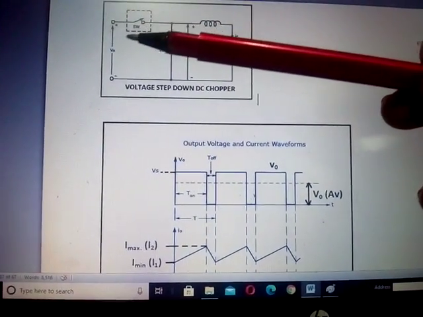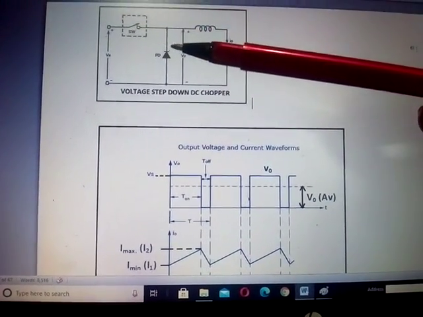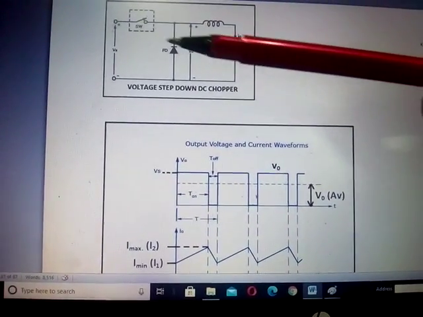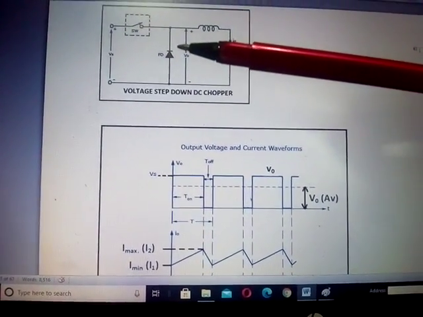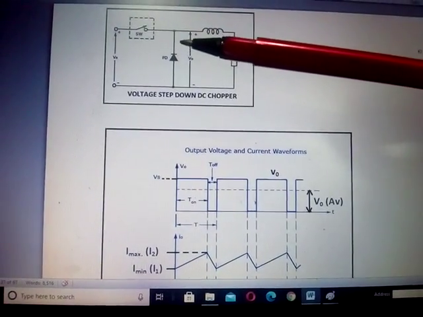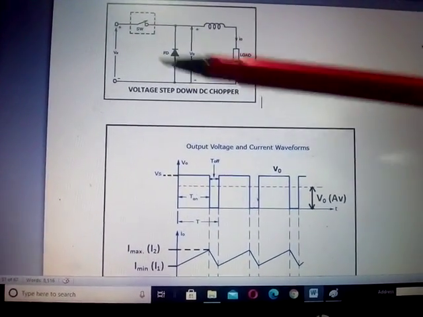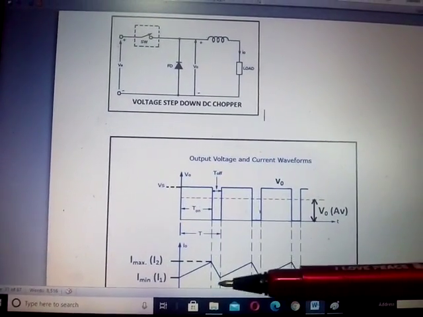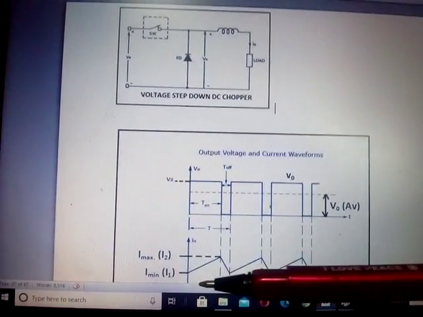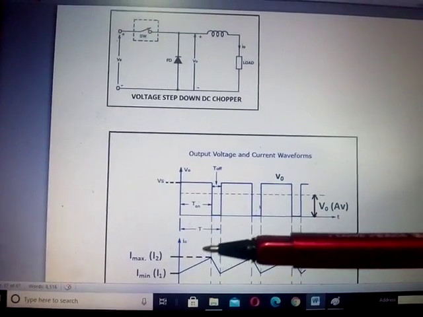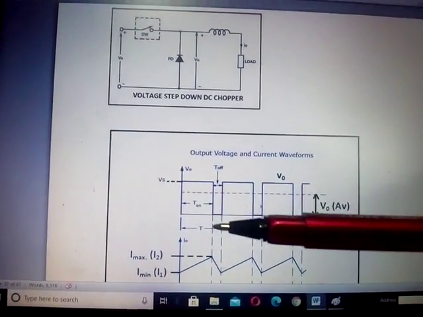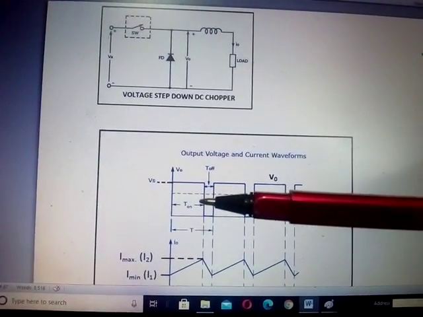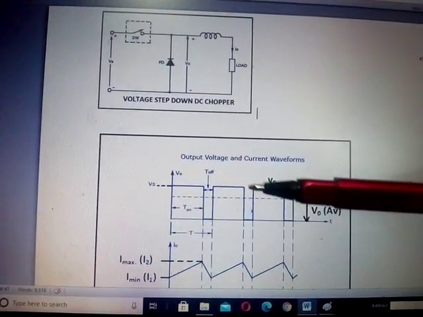When the switch is on, positive will come here, so diode will become off and output voltage will be equal to input voltage. When the switch is off, if there is inductance, you will get current decreasing. See, current decreasing during T off, current increasing during T on. But if it is resistive load, we will get output voltage and current exactly like this.